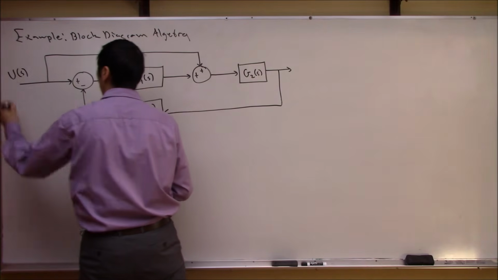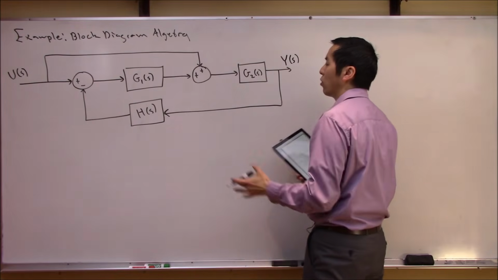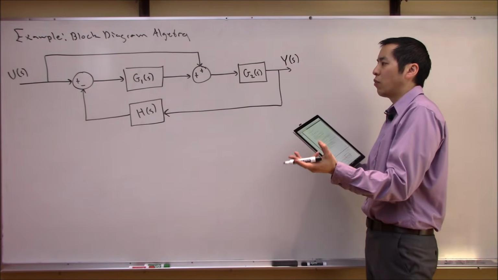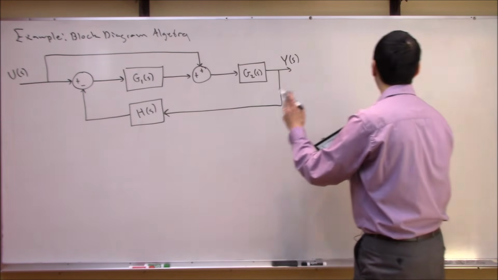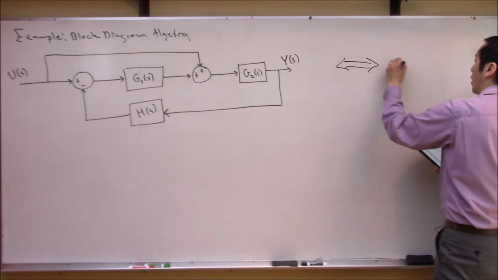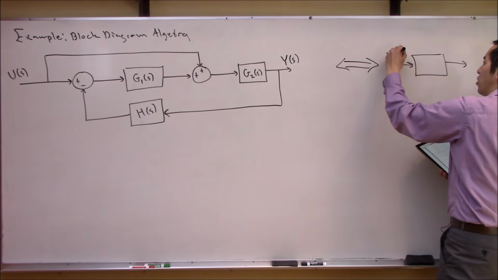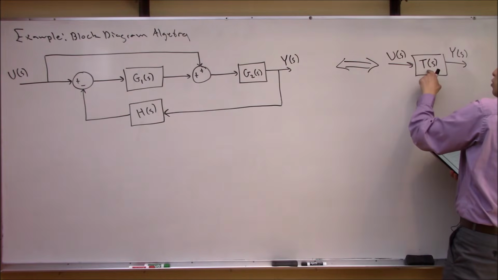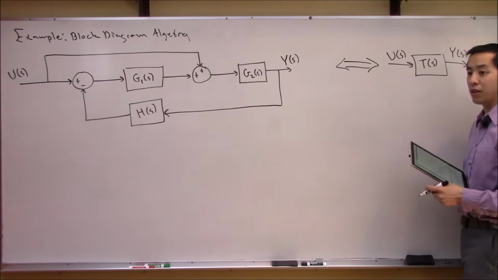Let's call this maybe U as the input here, and all the way over on the other side is the output Y. So here's a quasi-complicated block diagram, and what we would like to do now is see if we can turn this thing into an equivalent block where you just have a single block that you put in the input U and out comes the output Y. We're looking for this closed loop transfer function T of S, which is equivalent to that complicated block diagram over there.